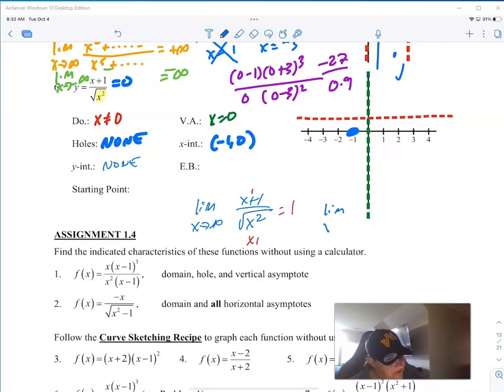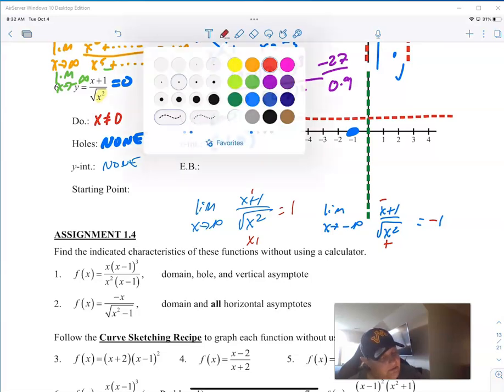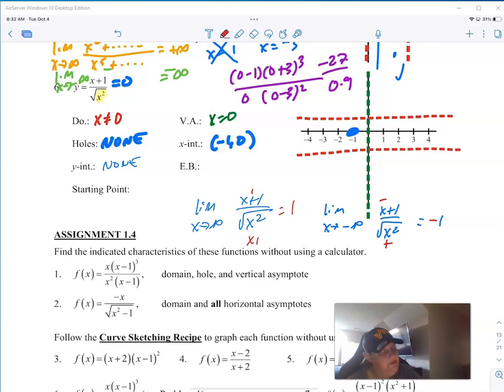The limit as x goes to negative infinity of this, it's also 1, but here's what happens. A negative infinity on the top is negative. A negative infinity squared is positive, so that actually goes to -1. Now, nothing happens in the middle. Those are horizontal asymptotes. Don't worry about what's happening in the middle. It's just what's happening at the end.